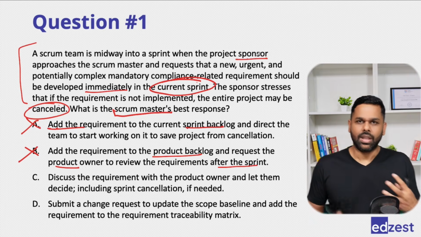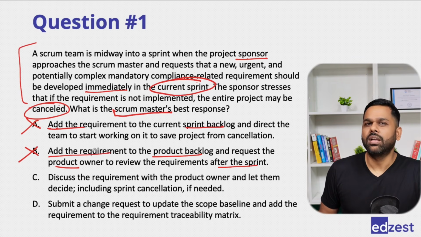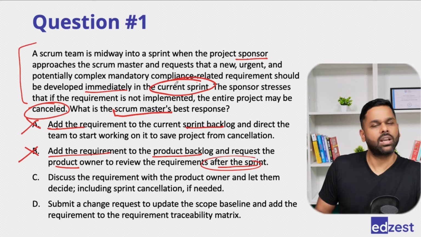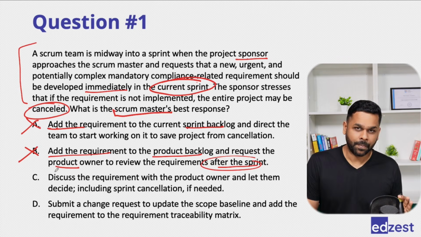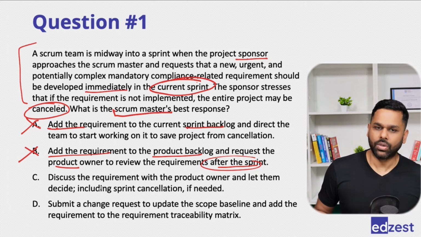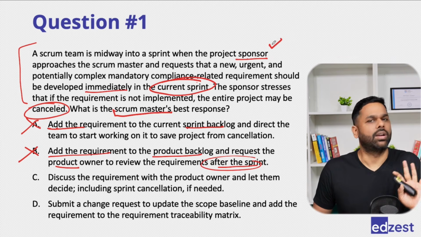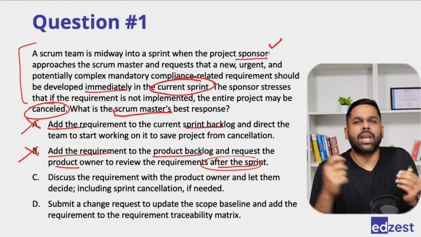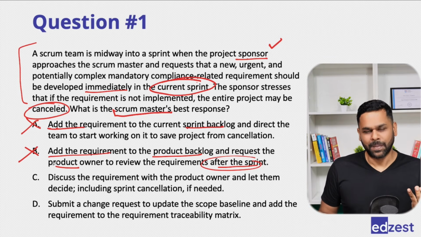So not aligned to the request, not aligned to the ask from the sponsor. Right? As I said, you will find multiple mistakes in the option, you just have to find one. Add the requirement, I cannot do it as a Scrum Master. And request the product owner to review the requirements after the sprint? No, we have to do it in the current sprint. So either way, whatever you saw, you just have to find one mistake and you can eliminate it. Then we go to C. Discuss the requirement with the product owner and let them decide, including sprint cancellation if needed. Yes. Sponsor, okay, sponsor should have gone to product owner, but they have not, they have come to me. Now I cannot tell them that don't come to me, go somewhere else. Or maybe I can politely say that this is not my point. If that was the option, we may have selected that. Right? But that's not the option.